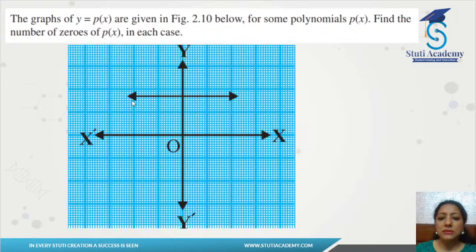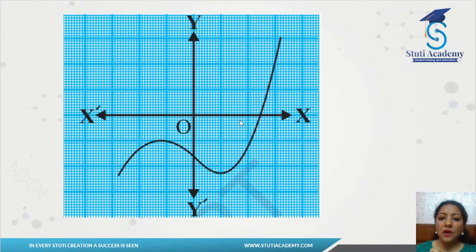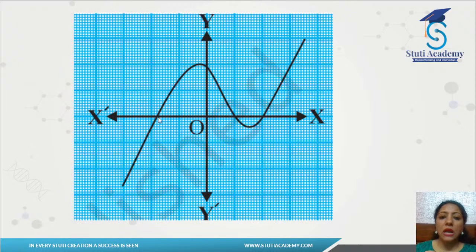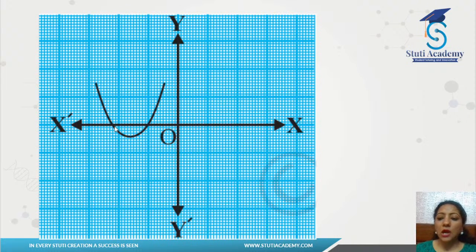For this graph, we can see that it is not cutting the x-axis at all, so it has no zeros. In the second one, the graph is cutting the x-axis at a single point, so it has 1 zero. Here the graph is cutting at 1, 2 and 3, at 3 points, so we can say it has 3 zeros. This graph is cutting the x-axis at 1 and 2 points, so it has 2 zeros.